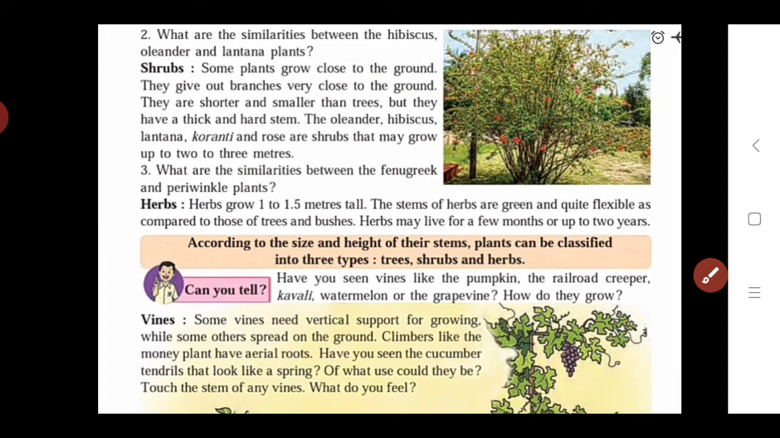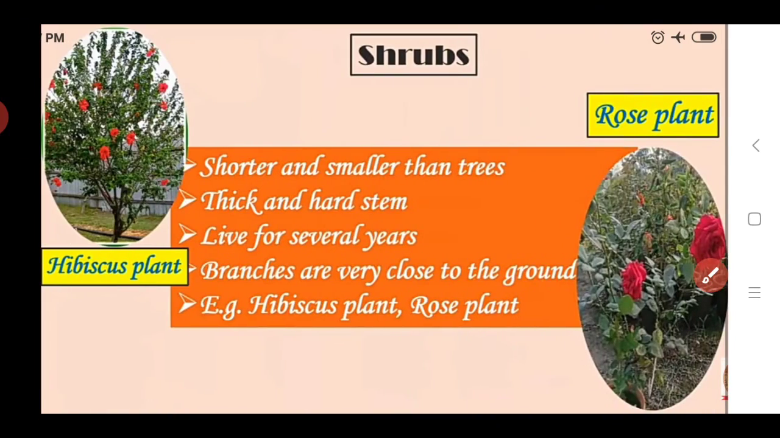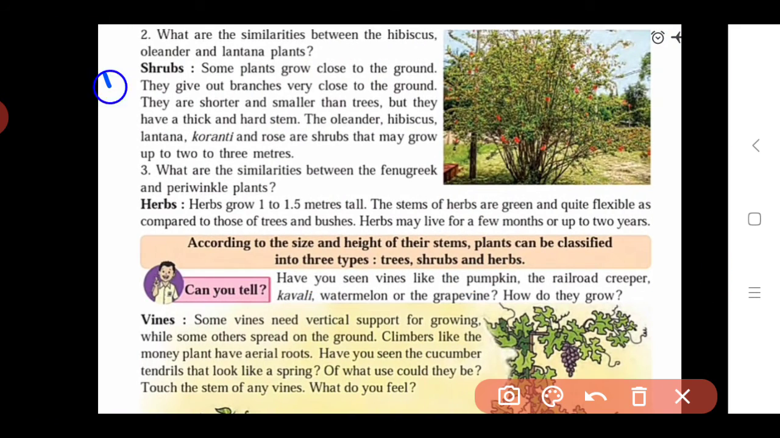If we compare the stem of the herbs with the shrub, we see it is very weak. It is not strong like a shrub. It is very weak and flexible. It can move easily, so it is flexible as compared to those of trees and bushes. Herbs may live for a few months up to 2 years, which means the lifespan of herbs is very short, a maximum of 2 years on the earth.